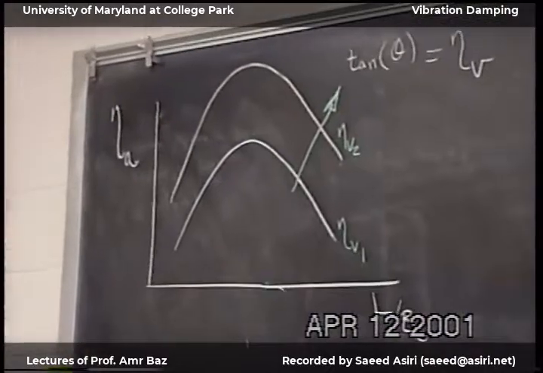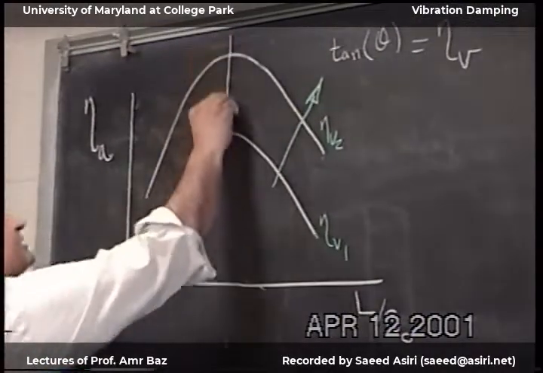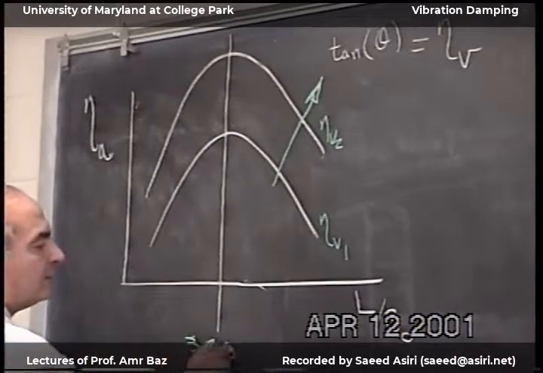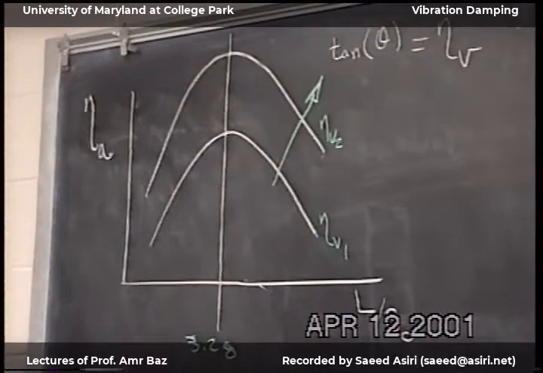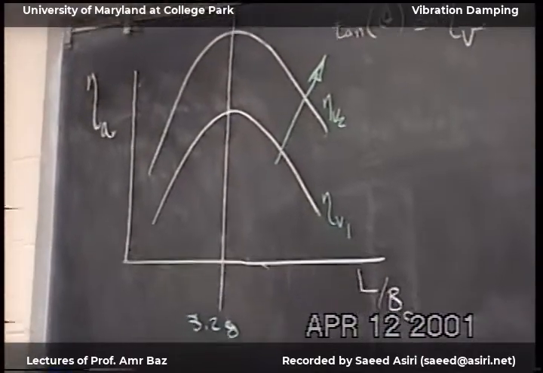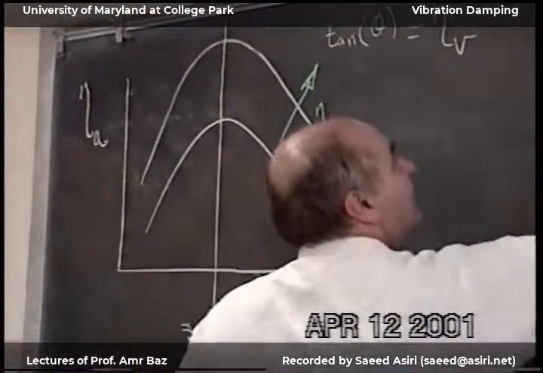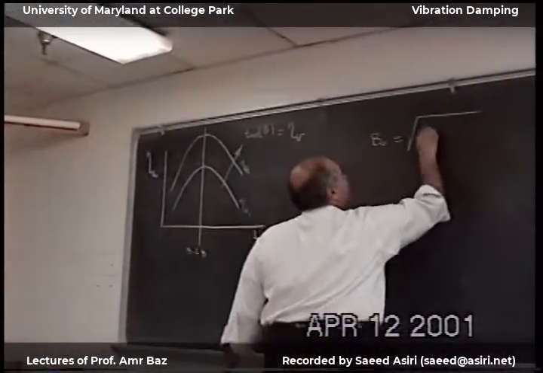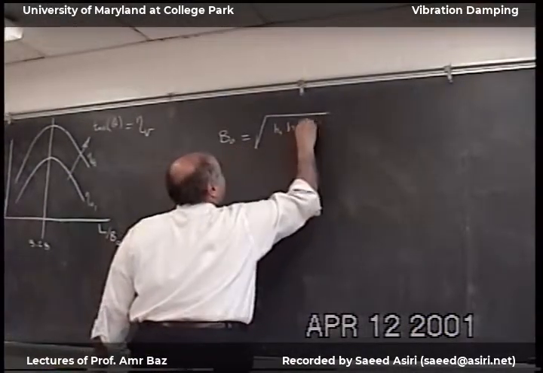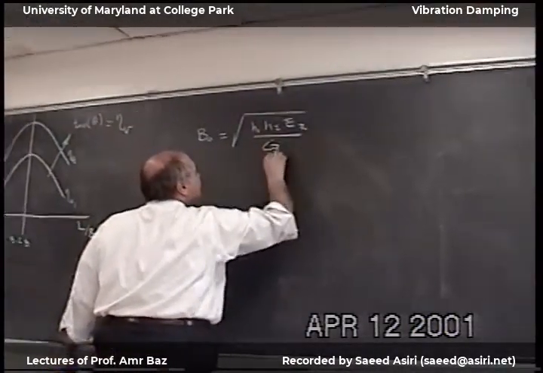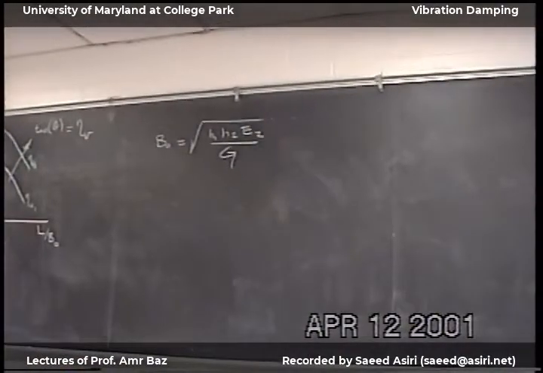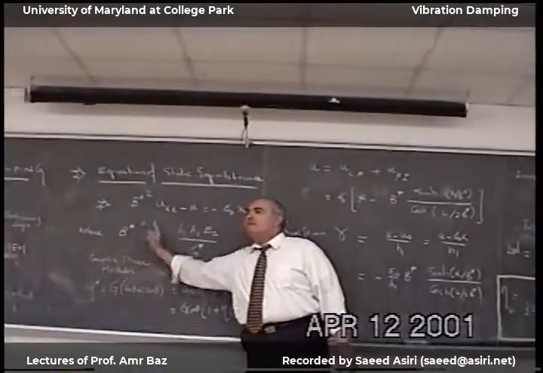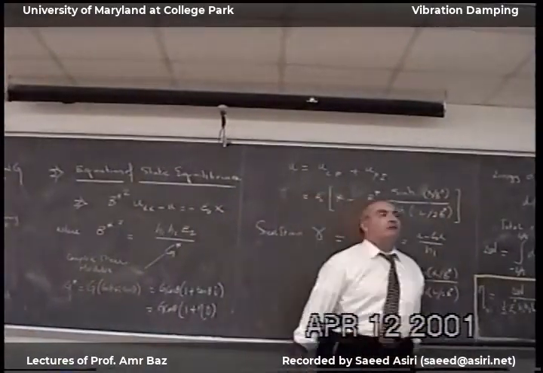And people that developed this theory found out that there is a universal optimum, and this is at 3.28. Now, again, B0 is equal to the square root of H1, H2, E2 divided by G. From this equation, this is complex, and this is complex, but B0 is the real part of all this.